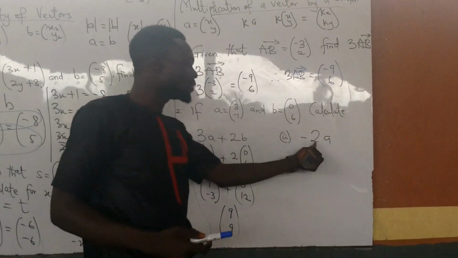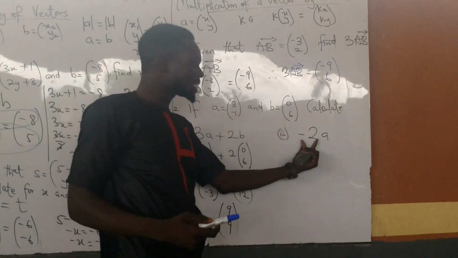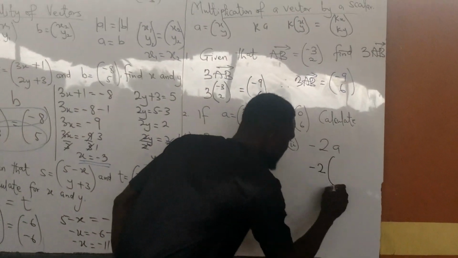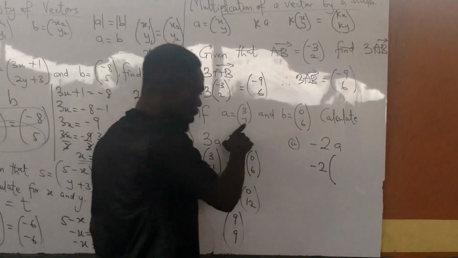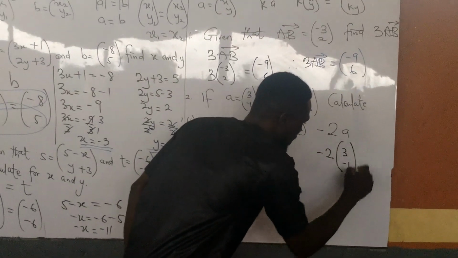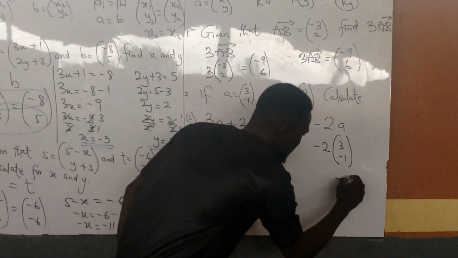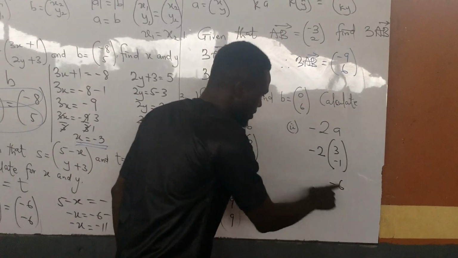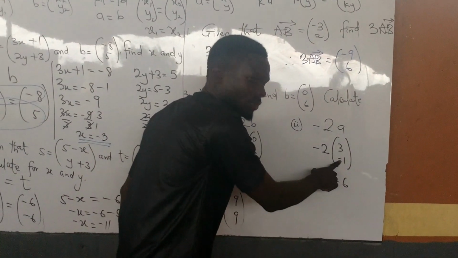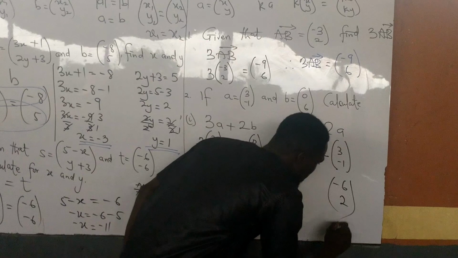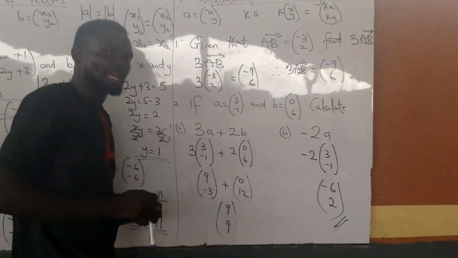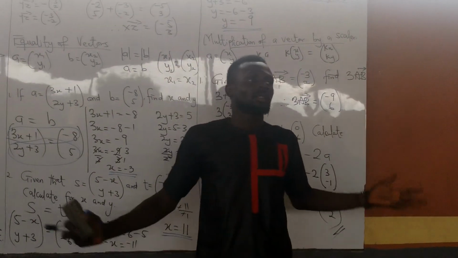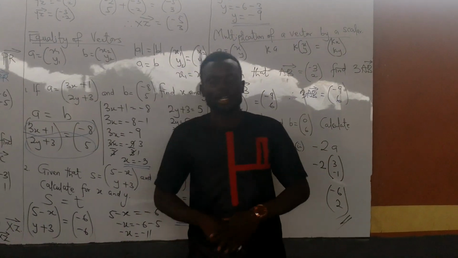Then you have here negative 2a. This time the scalar is negative. So we are going to say negative 2. What is the vector for a? 3, negative 1. So 3, negative 1. This times this will give you negative 6, because negative times positive is negative. 2 times 1 is 2. Negative times negative is positive. So this becomes the answer for that. And this is how we do the multiplication of vectors, which also brings us to an end of vectors.